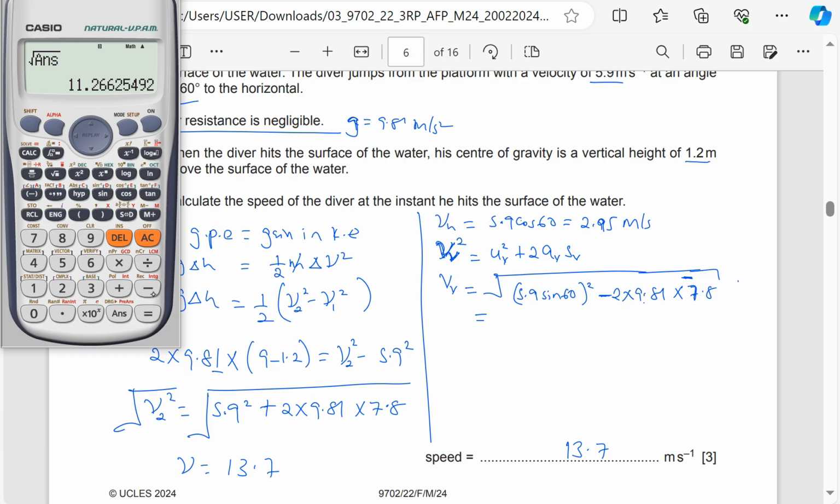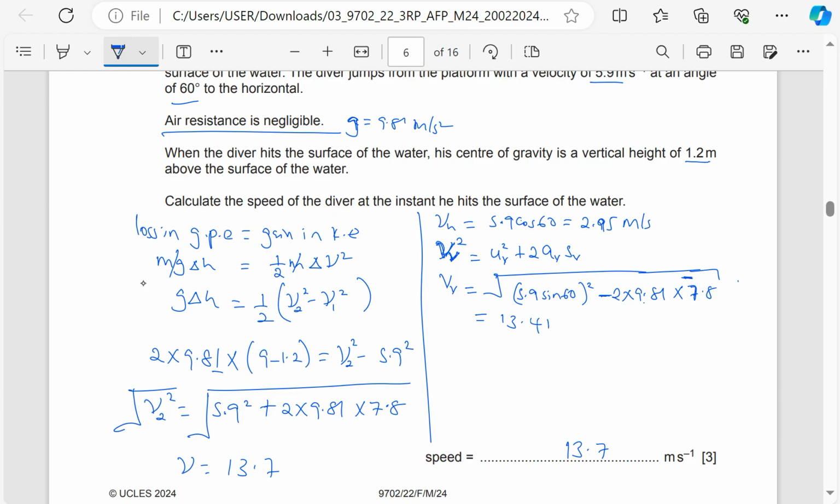So here it is giving me velocity in the vertical as 11.2. Let me repeat again, 5.9 sine of 60 squared. So this will be plus, not minus, plus 2 times 9.81 times 7.8. Okay, then root of the answer, that is 13.4. So I'll write here 13.4 meters per second.